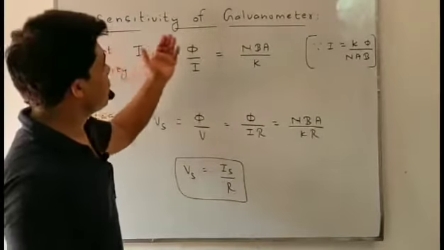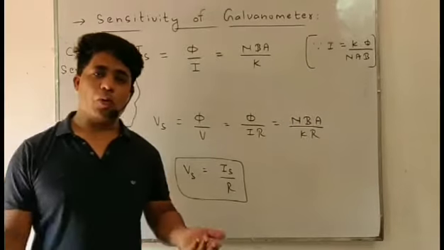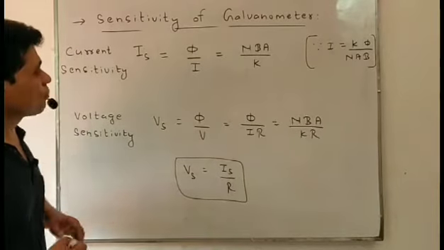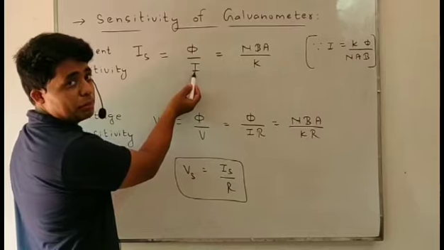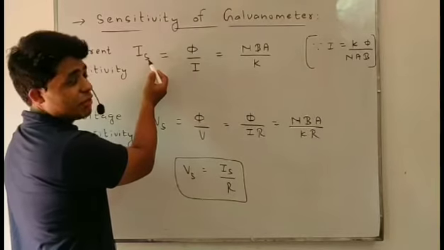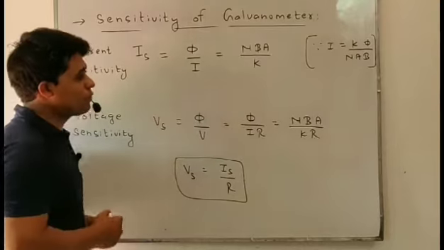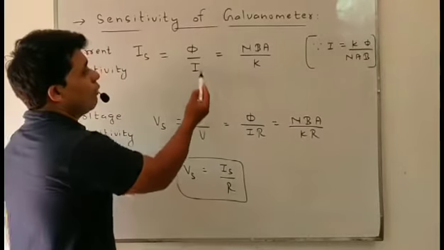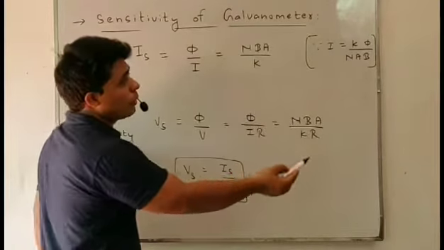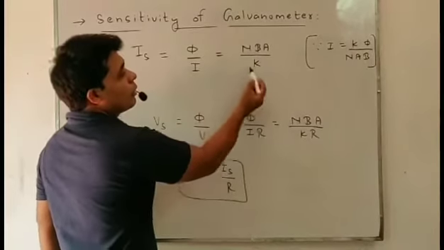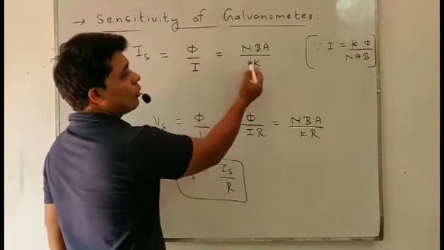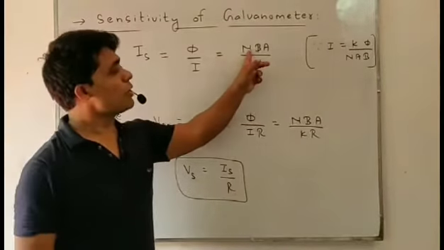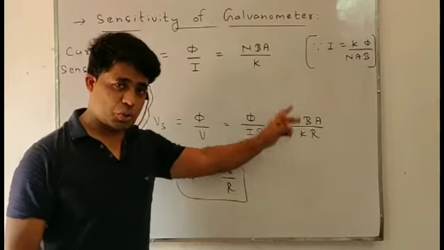And now, students, sensitivity of the galvanometer. Actually, the moving coil galvanometer is a very sensitive device for very small amounts of current. First we'll discuss current sensitivity. Deflection per unit current in a moving coil galvanometer is called current sensitivity. It means for a very small amount of current, the galvanometer will give a large deflection. We found in the moving coil galvanometer I equals K phi upon NAB. When you put this here, phi and phi cancel out and it becomes NB upon K. So that is the formula of current sensitivity. It depends on the number of turns, magnetic field, area, and torsion constant.